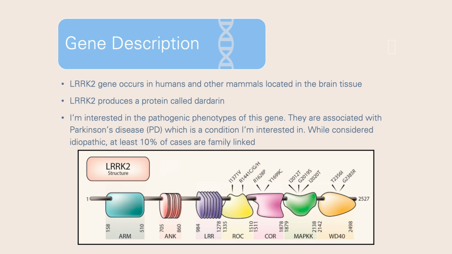The gene is located in the brain tissue and produces a protein called dardarin. I'm interested in the pathogenic phenotypes of this gene. They're associated with Parkinson's disease, which is the second most common neurodegenerative disorder in the United States. While being considered an idiopathic disease, at least 10% of cases are family-linked. And down here, I have a picture of the structure of this gene.